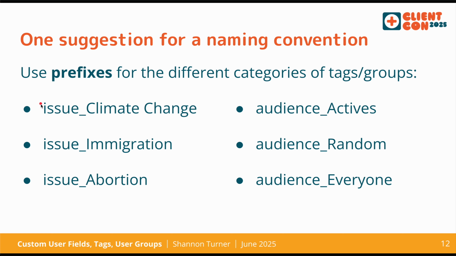So I've grouped all of my issue tags together, and depending on what issues you have and how specific you get, you might have a lot of very similar tags, right? So for instance, you might have one for climate change, one for environment, one for global warming, one for sea levels. I could go on and on. But using a prefix like issue here helps keep all of your tags organized and together, especially when you're using type to search.